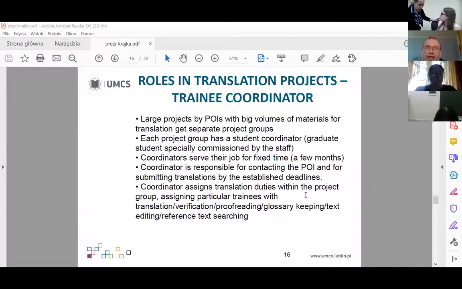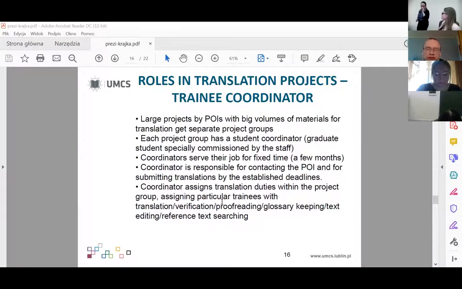Just as I said, grading roles and responsibilities was also an important innovation that we were trying to introduce. And those roles are most importantly the coordinator, a graduate student specially commissioned by the staff, responsible for contacting the POI, submitting translations, monitoring translators in the group, assigning particular trainees different kinds of tasks that you can see here at the bottom. The most important, the most responsible role, of course.